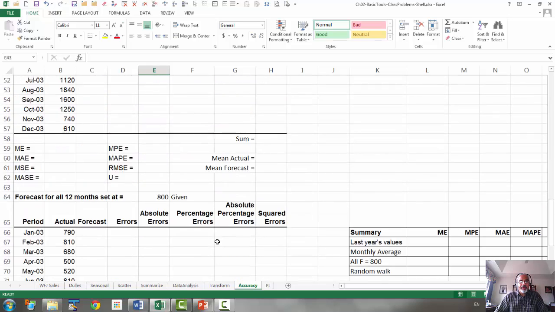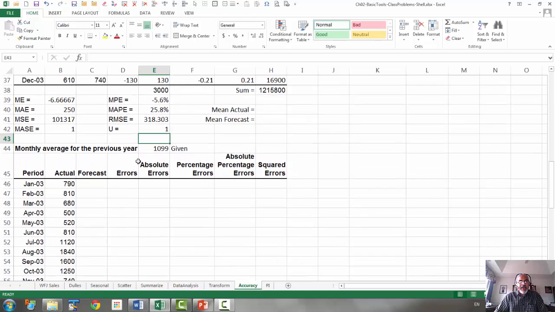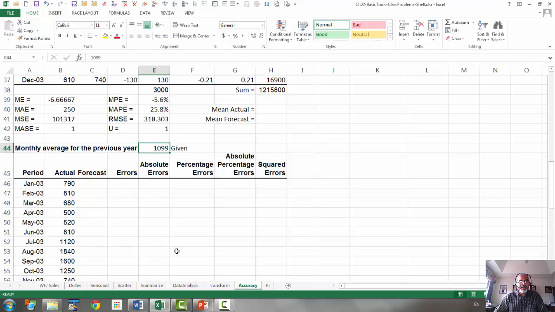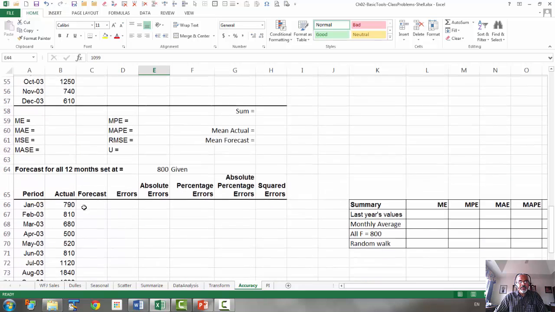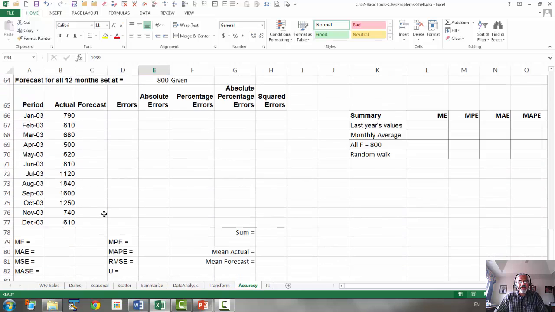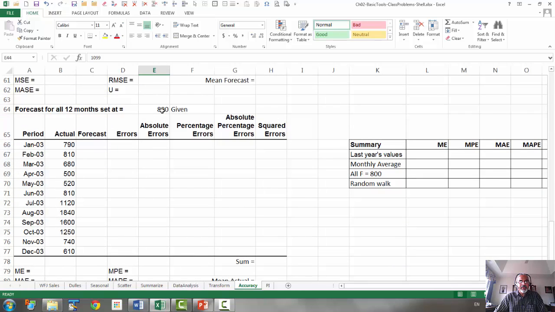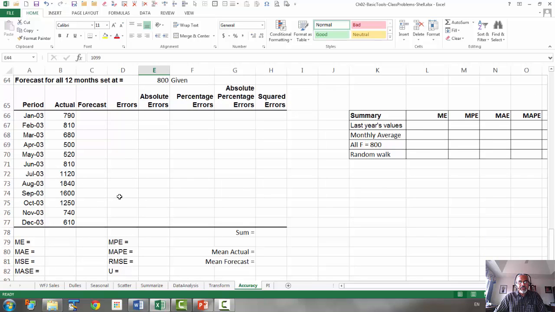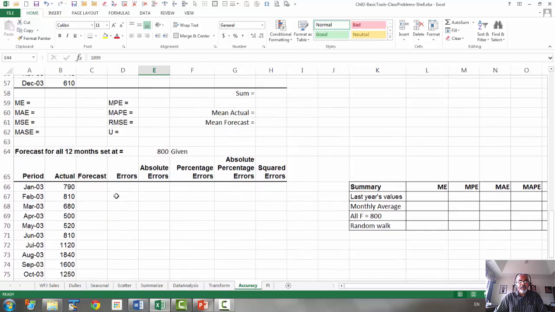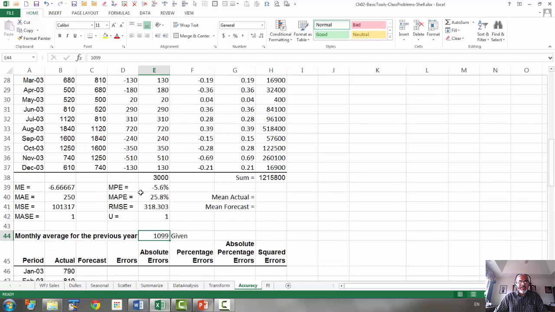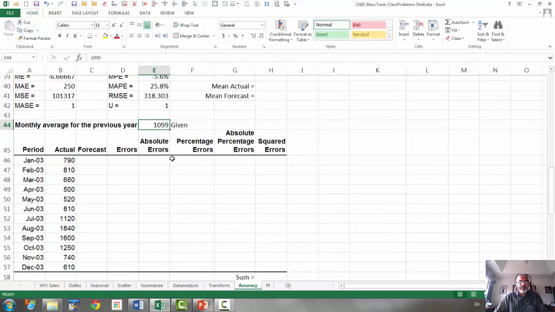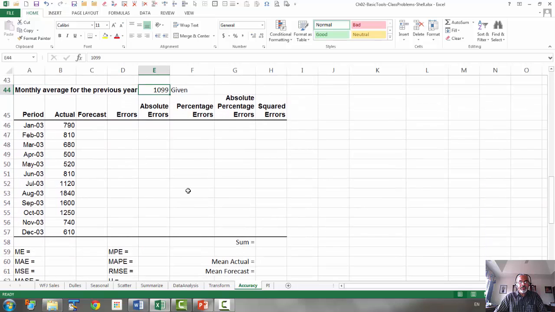Now in the next two tables, in one we have a constant monthly average of 1099 as the forecast. Okay, in that case, what will be the errors? And in the last table, we have a constant of 800 as the forecast. Then what are the error measures? Okay, so let's look at the completed. Okay, you do the exact same operations like here. So let's look at the completed table now.